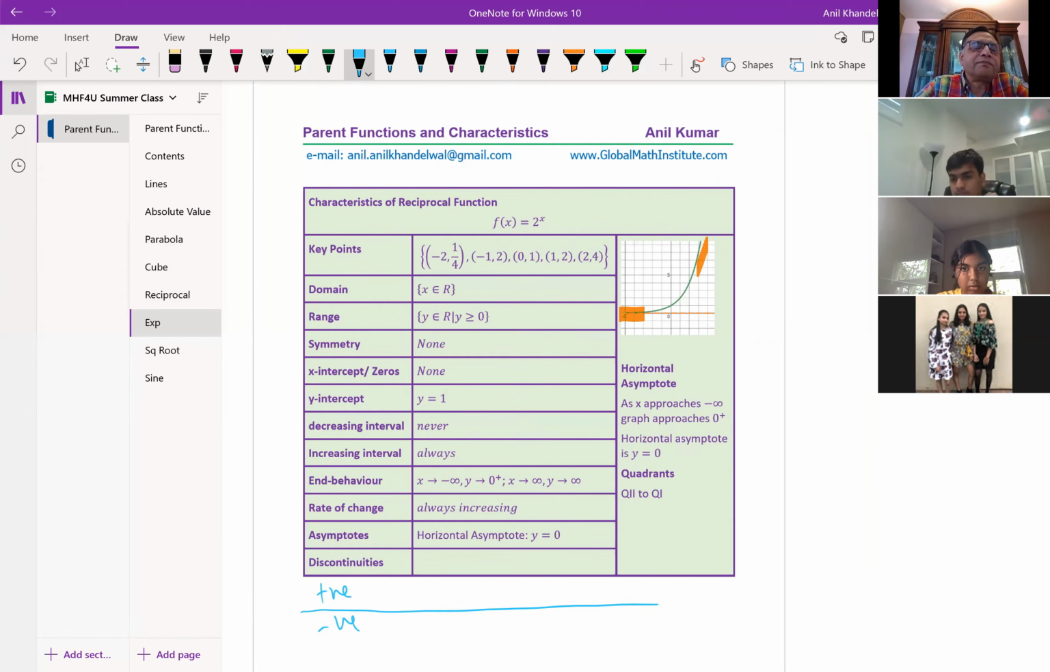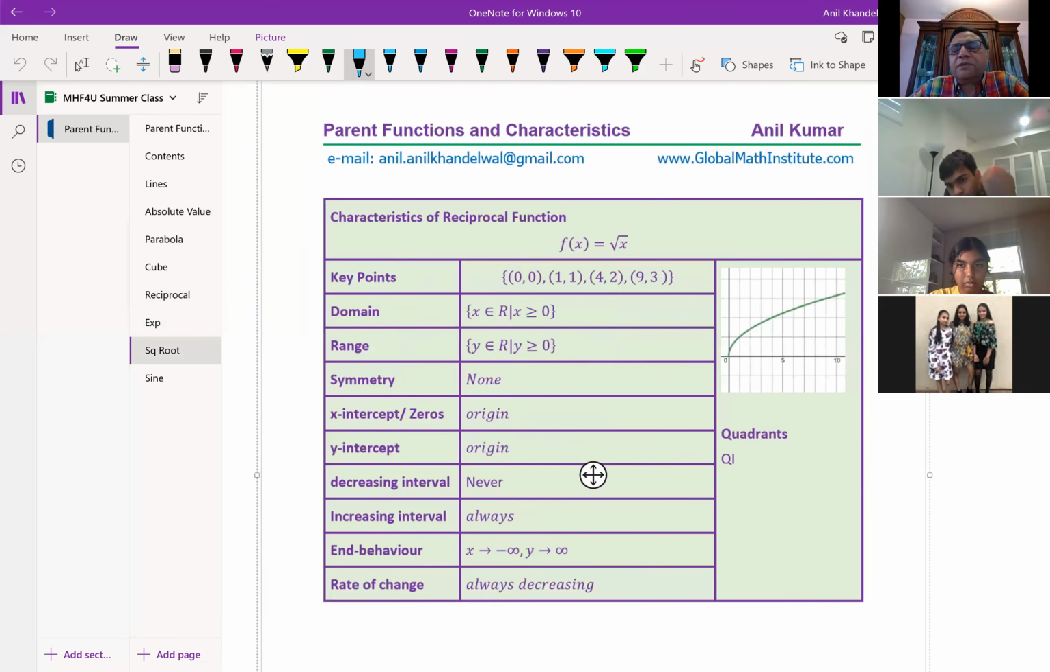That will help you. Now, a square root function is another function, and you see square root is always in only quadrant 1. That means it is the most restricted function. Domain is only x greater than or equal to 0, right? So it is the most restricted. Do you see other functions were in quadrant 2 or 3 also, right? And the range is y greater than or equal to 0.